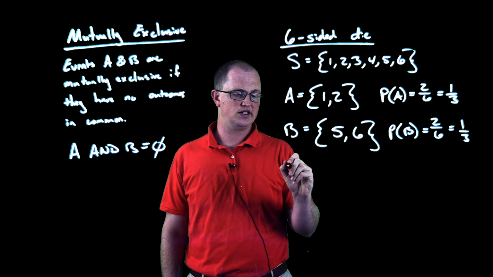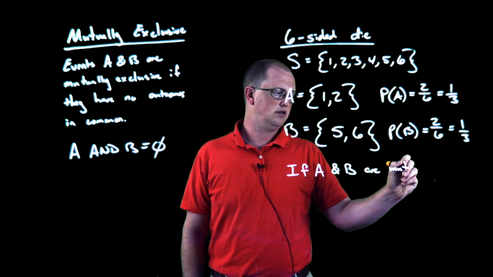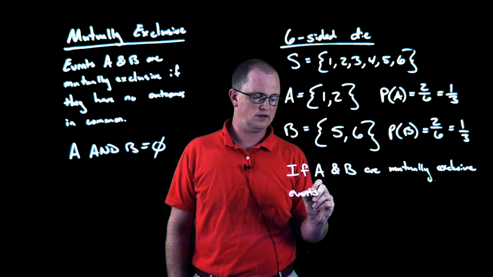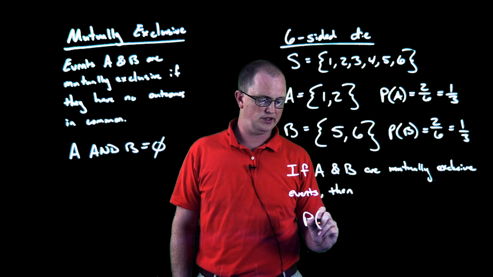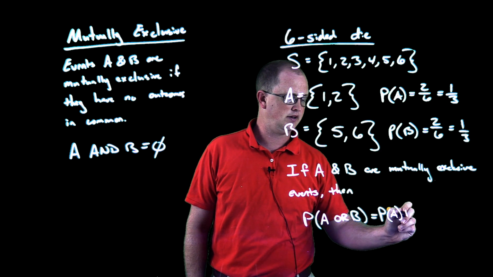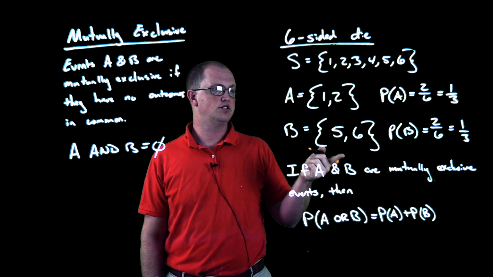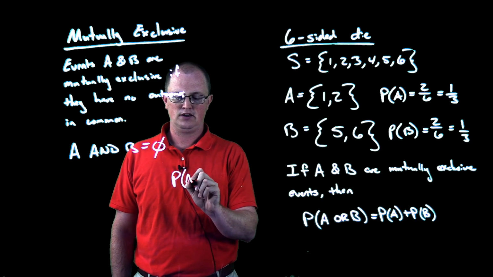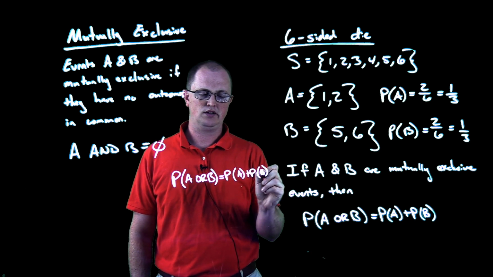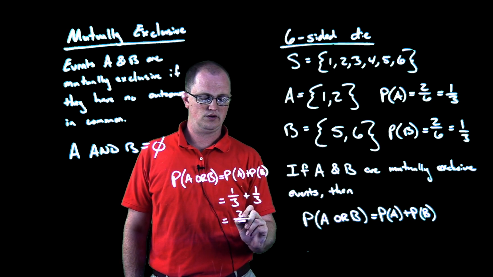And so we get the rule that says that if A and B are mutually exclusive events, then the probability of A or B is just equal to the probability of A plus the probability of B. So in this particular example, the probability of A or B is equal to the probability of A plus the probability of B, which in this case is equal to 1/3 plus 1/3, or 2/3.